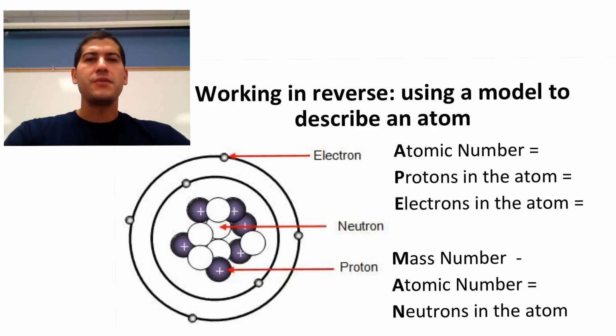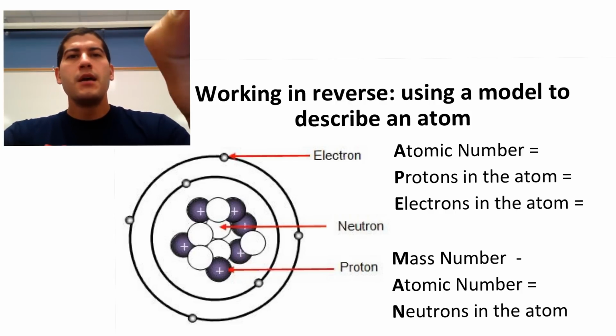Sometimes on a test or in class, you'll be given a model of an atom, like the one shown below, and you'll be expected to be able to identify what type of element it is using your periodic table and the acronym APEMAN. So let's take a look at this atom and fill out the information in reverse, and then I'll let you decide what element is modeled below.